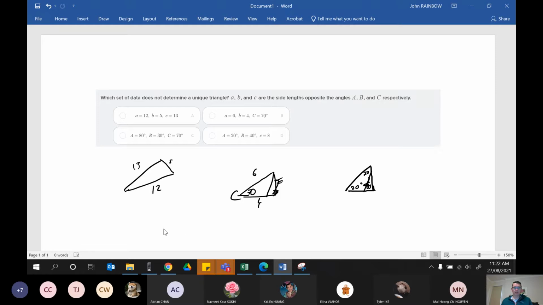This last one, if we've got A is 20, I feel like I've gone about this the wrong way, but I don't think it is. This would be 20. Let's call that angle A, and you've got B as 40. Let's call that one B is 40. And you've got C is 8. That would be all locked in. So which one is not unique?